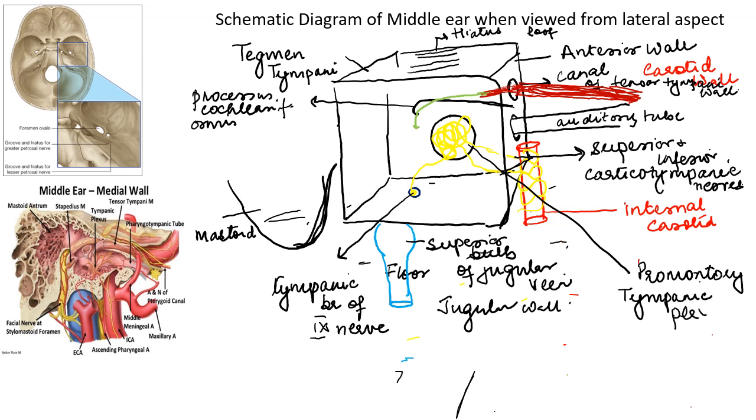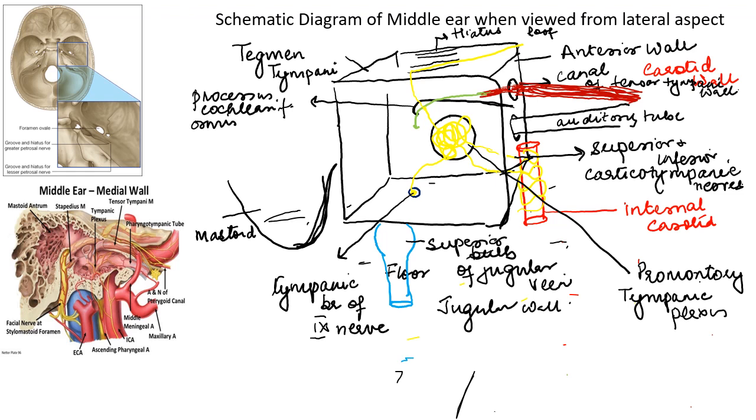And a branch from this tympanic plexus is the lesser petrosal nerve, which runs in the roof. This lesser petrosal nerve is carrying preganglionic parasympathetic fibers for the parotid gland to the otic ganglia from the tympanic plexus of nerves.